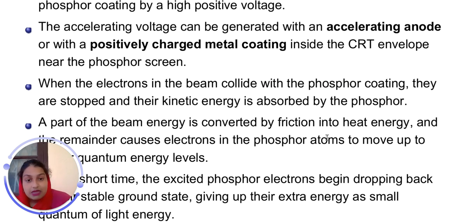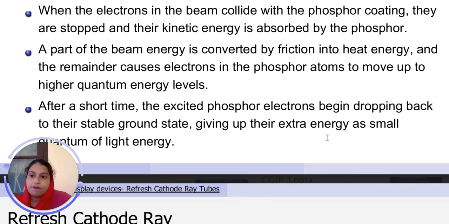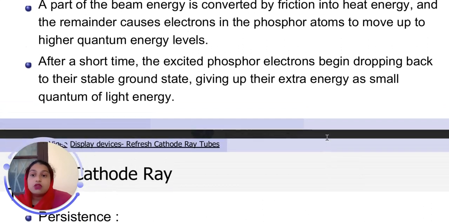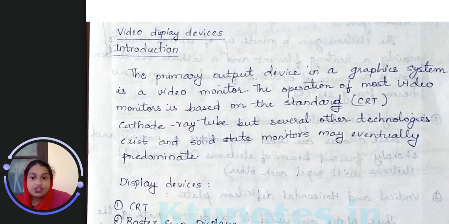When the electrons in the beam collide with the phosphor coating, they are stopped and their kinetic energy is absorbed by the phosphor. A part of the beam energy is converted by friction into heat energy, and the remainder causes the electrons in the phosphor atoms to move up to higher quantum energy levels. After a short time, the excited phosphor electrons begin dropping back to the stable ground state, giving up their extra energy as a small quantum of light energy.